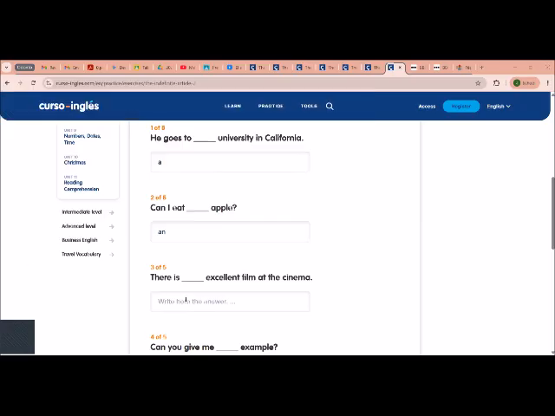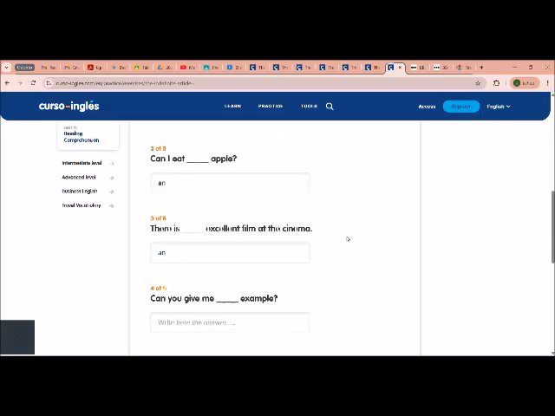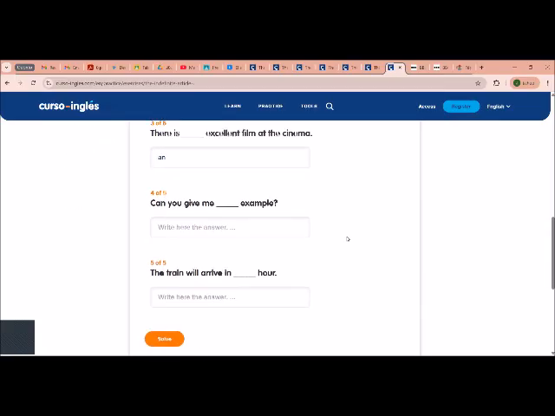There is an excellent film at the cinema. I hear everyone is loving Hail Mary with Ryan Gosling. Sounds like an excellent film. All right, Fonseca, number 5. Can you give me an example?